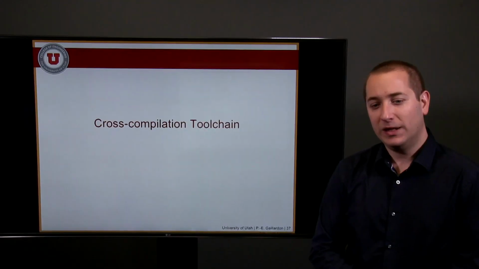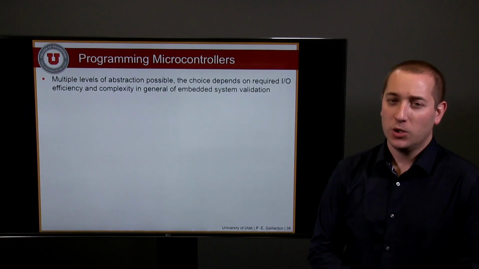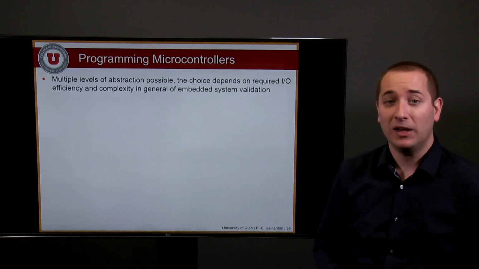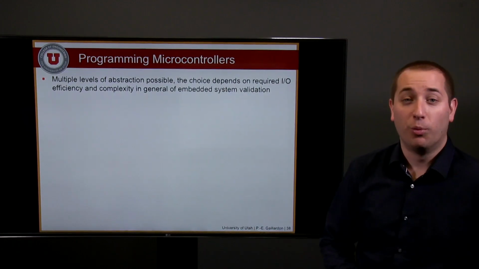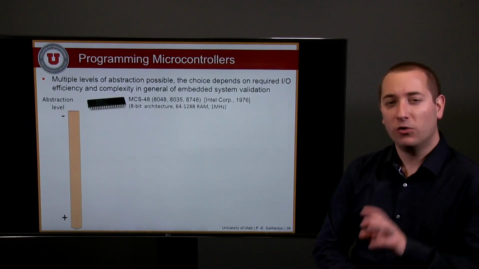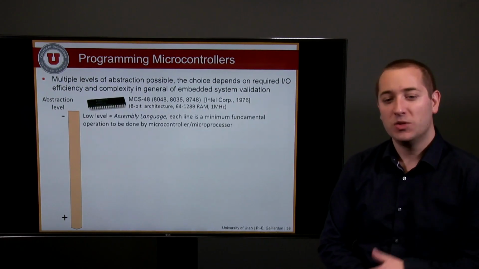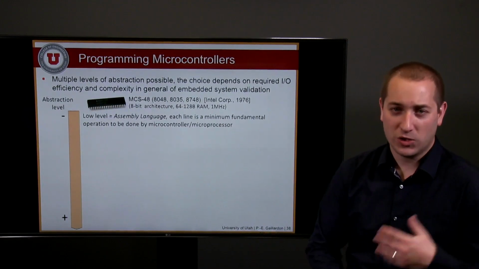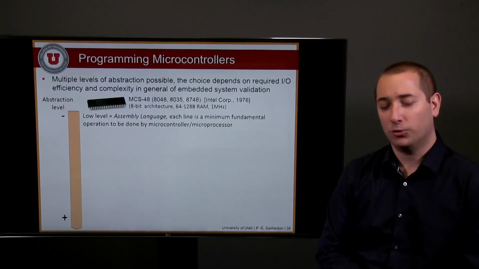Let us now talk about the cross-compilation toolchain. When programming a microcontroller, you have multiple levels of abstraction possible and multiple programming languages, depending on the abstraction you're looking for versus the performance that you have. Historically, everything started with very small architectures that were programmed using assembly language. Every single line of your code was implementing a minimum fundamental operation to be done by your microcontroller.